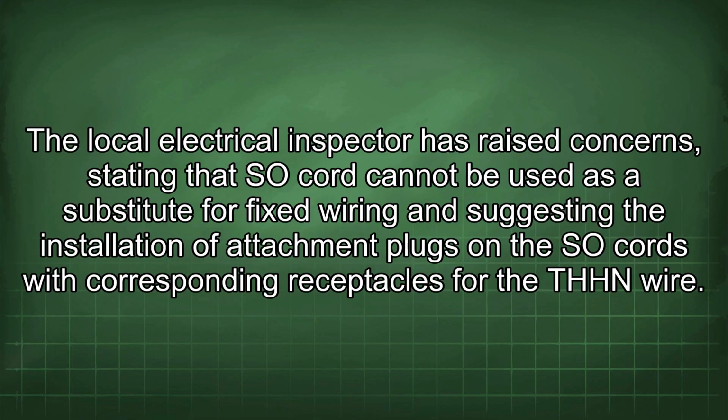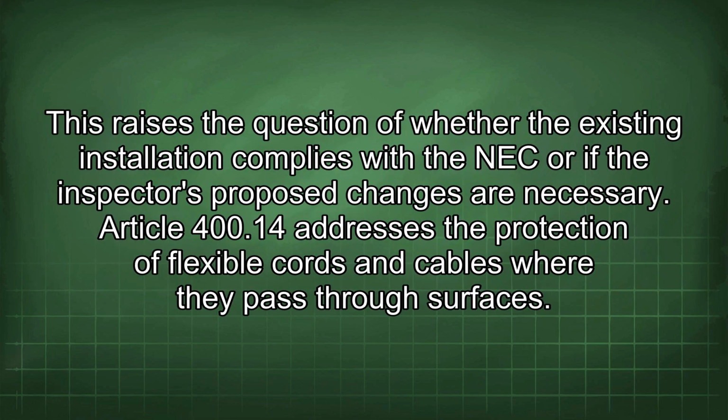The local electrical inspector has raised concerns, stating that SO cord cannot be used as a substitute for fixed wiring and suggesting the installation of attachment plugs on the SO cords with corresponding receptacles for the THHN wire. This raises the question of whether the existing installation complies with the NEC or if the inspector's proposed changes are necessary. Article 400.14 addresses the protection of flexible cords and cables where they pass through surfaces.